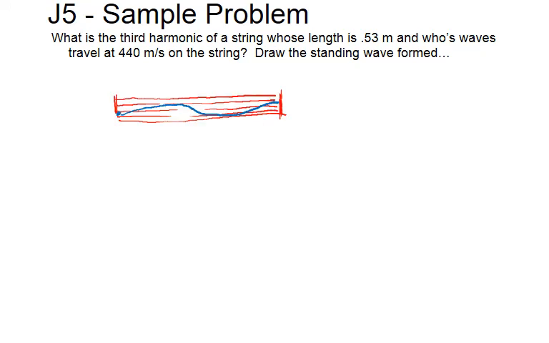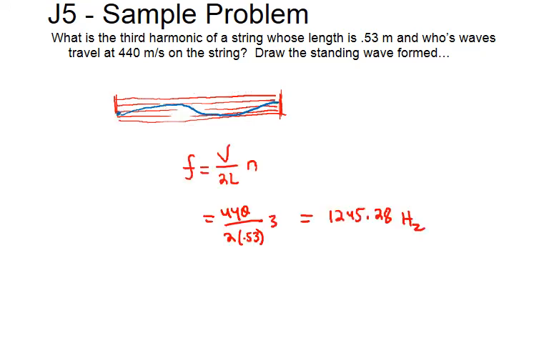All right, so we have the third harmonic, which should actually, my picture is kind of bad here. It should look something like this. An antinode here, an antinode here, an antinode here. v over 2L, and then it's the third harmonic, which should get 1245.28 hertz.